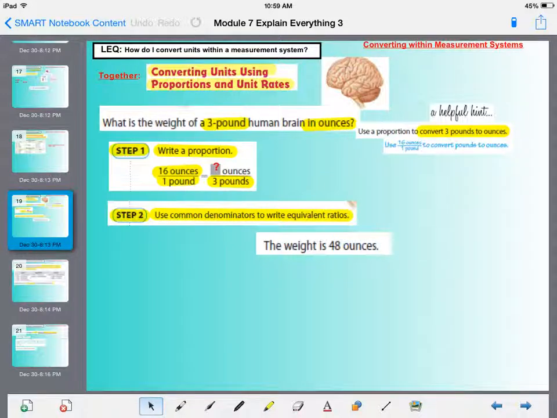So staying with the notion of converting within measurement systems, if we are asked what is the weight of a 3-pound human brain in ounces, we would need to know what the relationship or the proportion is, or the conversion factor is, between ounces and pounds. And what we get from our reference sheet is that there are 16 ounces to 1 pound. And so if they tell us that the weight is 3 pounds, again, we would match up our pounds. And to get from 1 to 3, we multiply by 3. And so 16 times 3 would be 48 ounces.